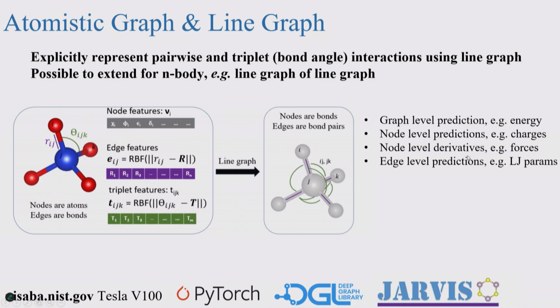Or you can have node level prediction in a way that it is a derivative of the graph level predictions, such as forces. So just predicting forces is not enough. The energy needs to be conserved. So the forces must be a derivative of energy. So you can establish a relationship, and you can get forces. You can also have edge level predictions, like for each edge, give me tight binding parameter or Lennard-Jones parameter, and so on. So it's very versatile in a way, and the things we can do with this.